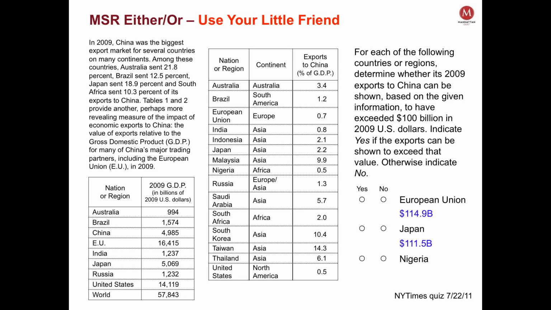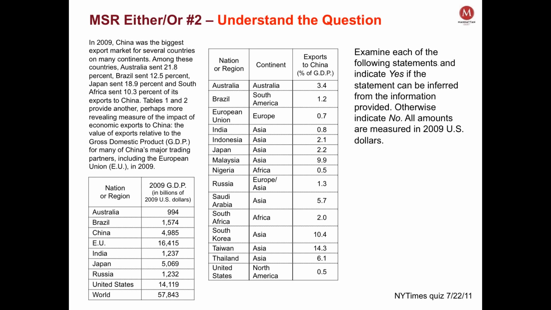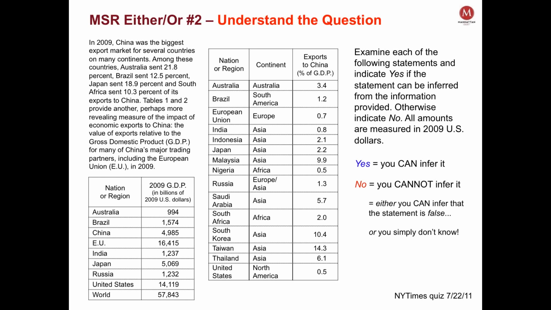All right, fantastic. Let's take a look at something else. This would be just the second one of these. And again, I'm not going to spend as long on this one. We know all of this. Examine each of the following statements and indicate yes if the statement can be inferred from the information provided, otherwise indicate no. And then they say all amounts are measured in 2009 US dollars, so we already know what yes and no mean. No means either you can't infer it or you know that it's false.